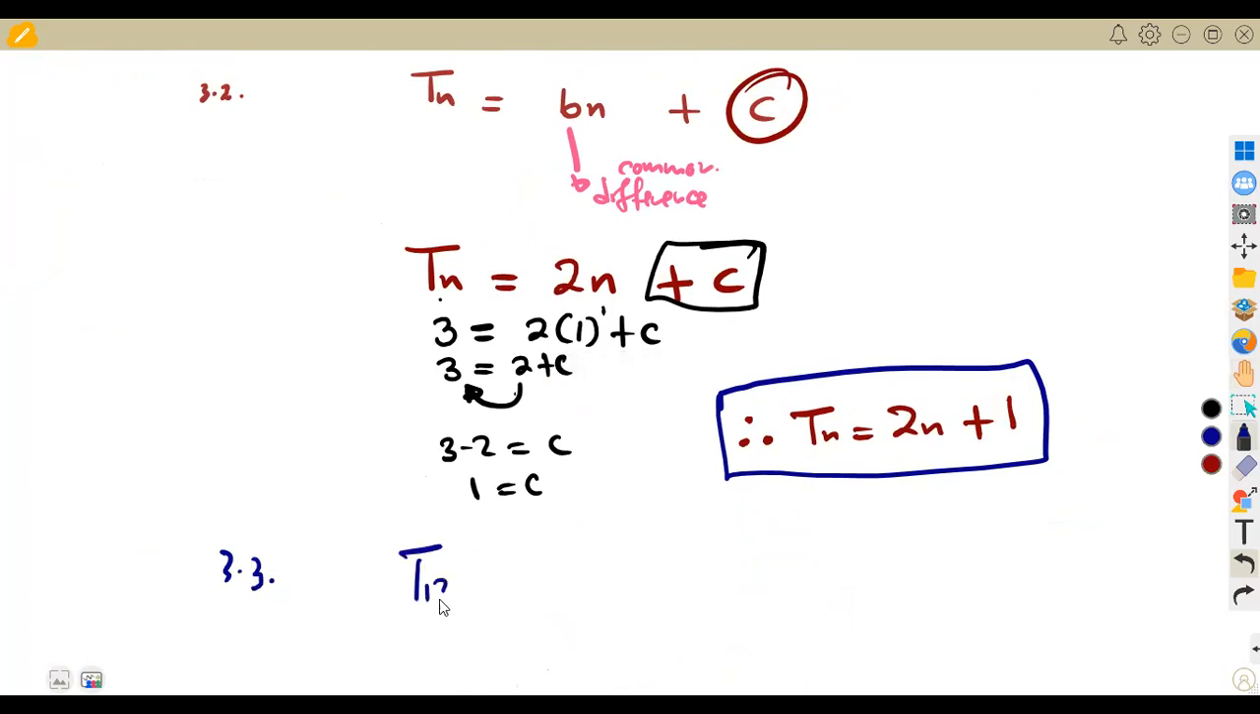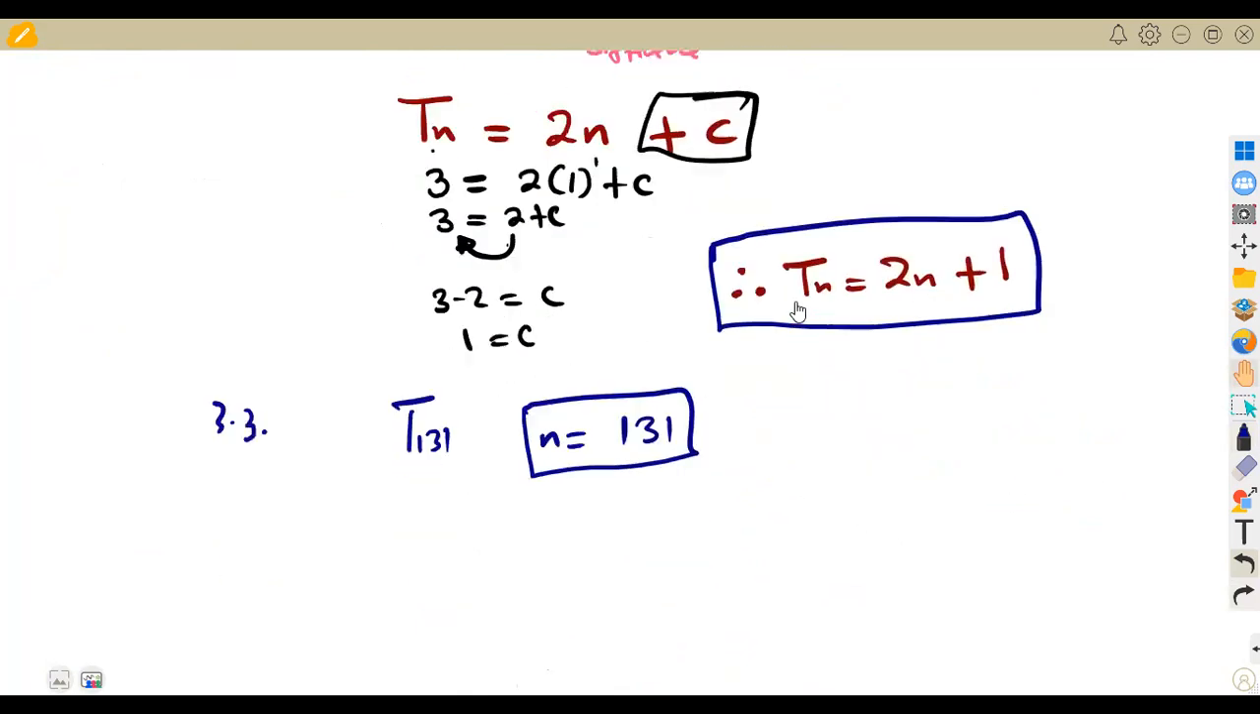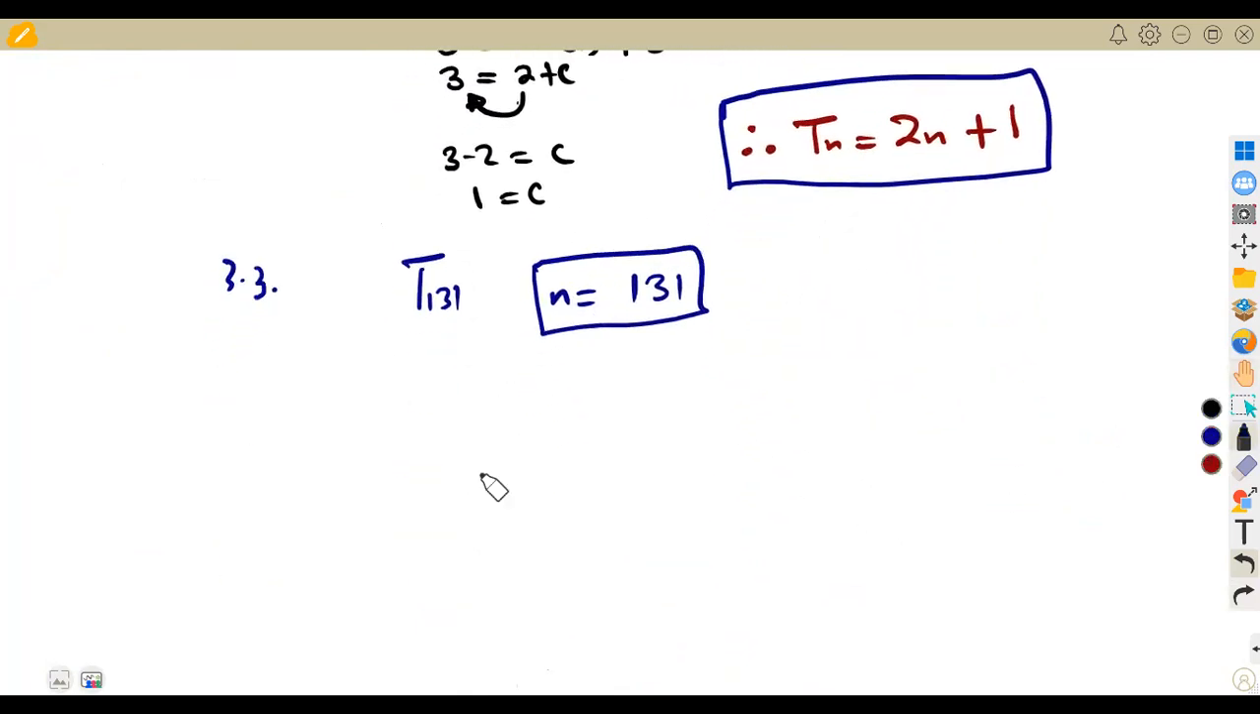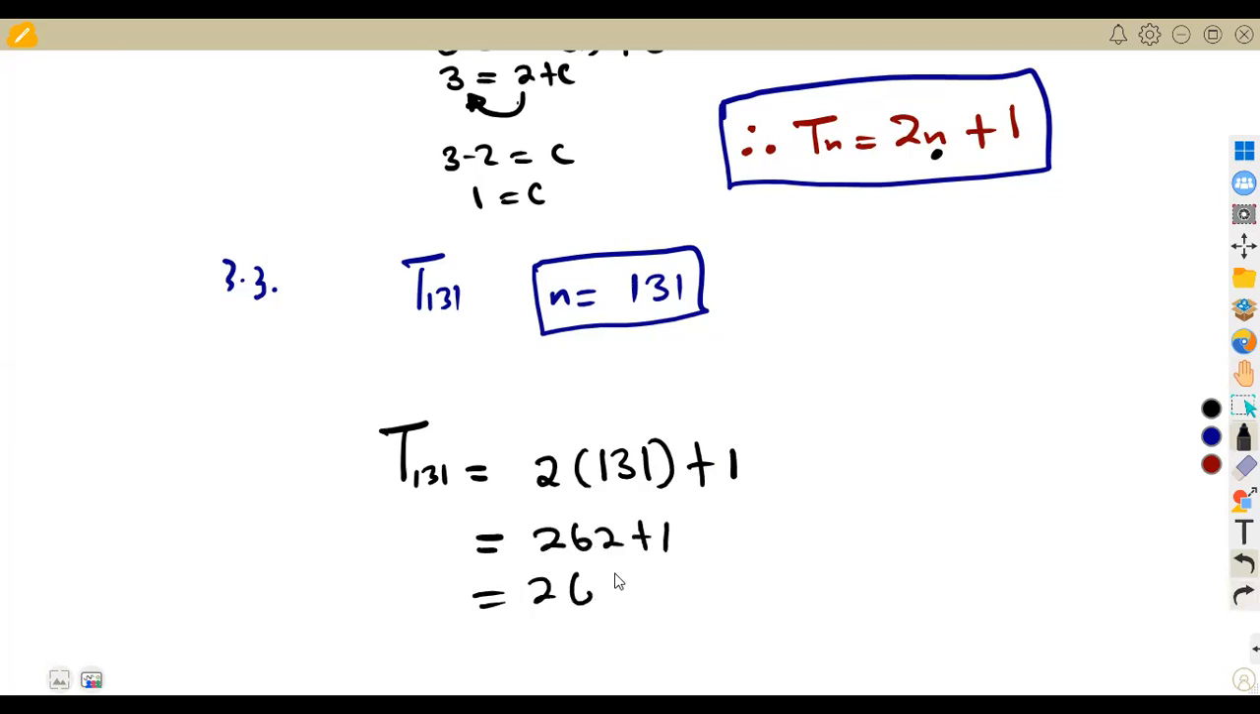T131 means our n is equal to 131 here. Remember, it's Tn, so we are given n, which is 131. So if n is 131, what is the value for T131, guys? It's just substitution that you're simply making. So T131 is going to be, in place of n, you substitute 131. So it's going to be 2 times 131 plus 1. You're going to multiply directly on your calculator. Then you add, which is going to be 262 plus 1, which is 263.